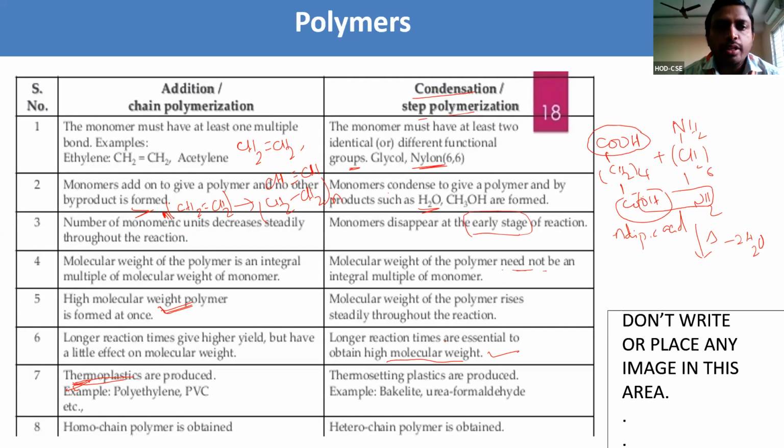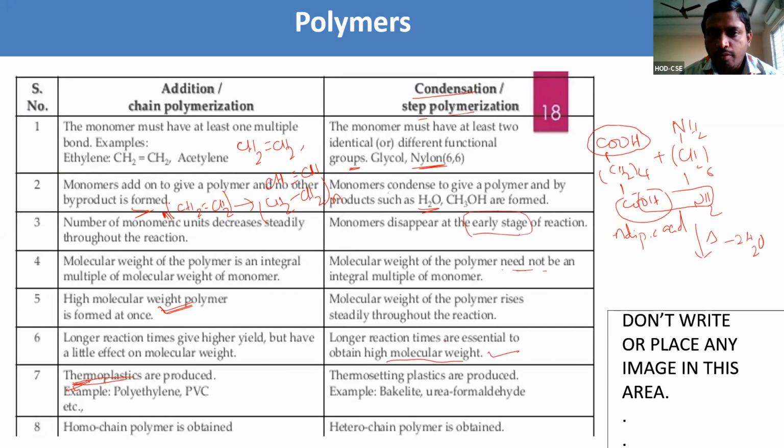The differences between addition polymerization and condensation polymerization. Here monomers have at least one multiple bond. A multiple bond is nothing but a double bond. Ethylene has CH2 double bond CH2, and acetylene.